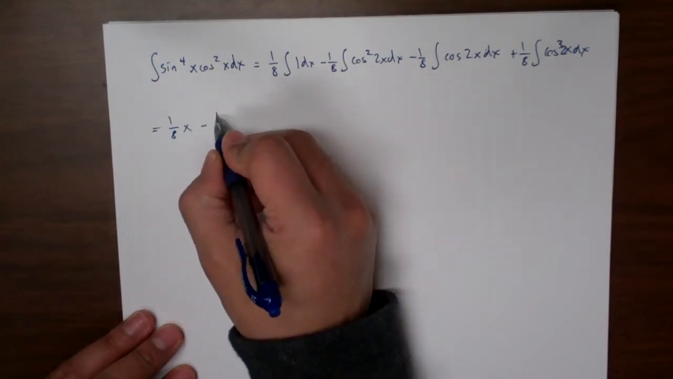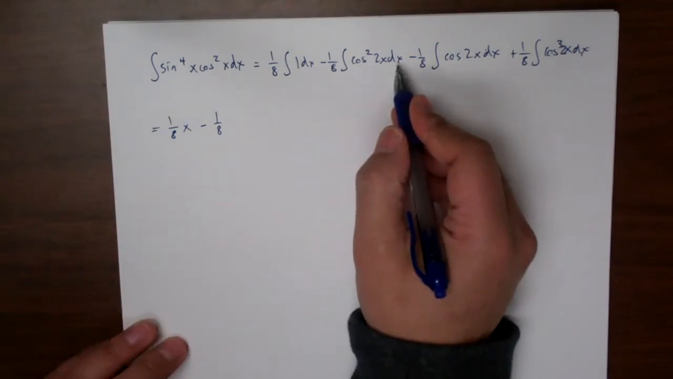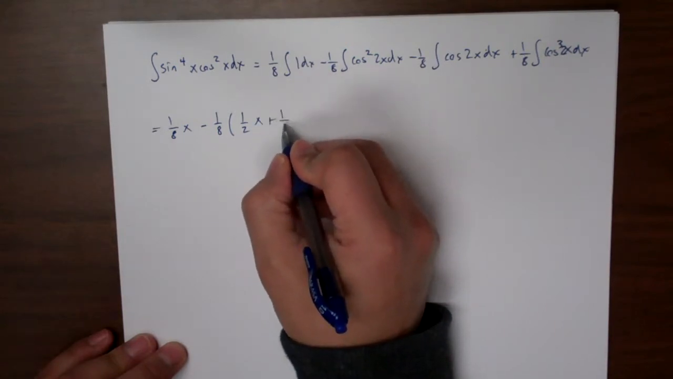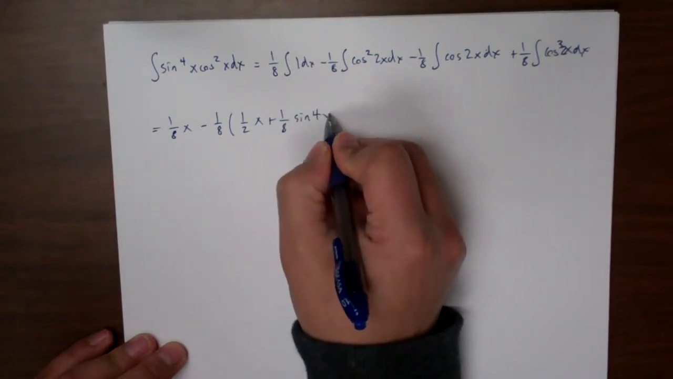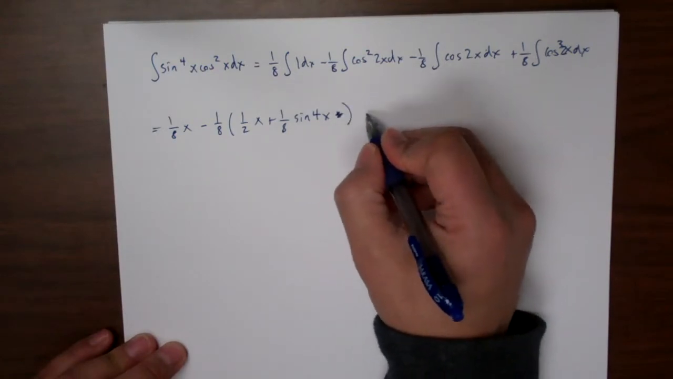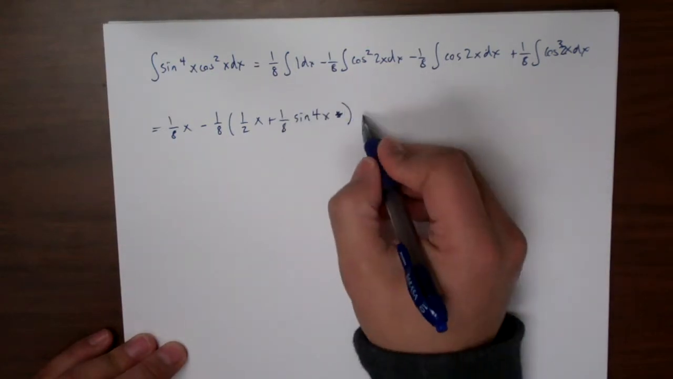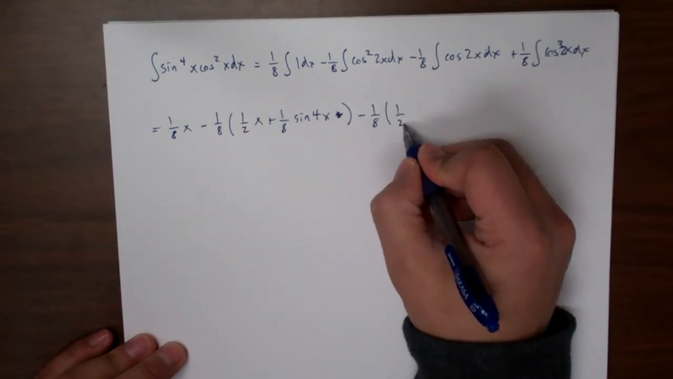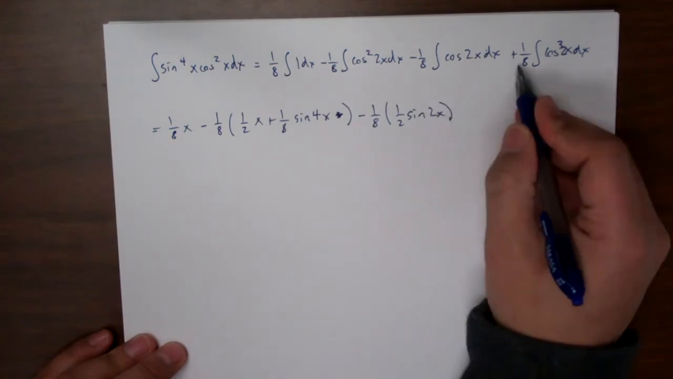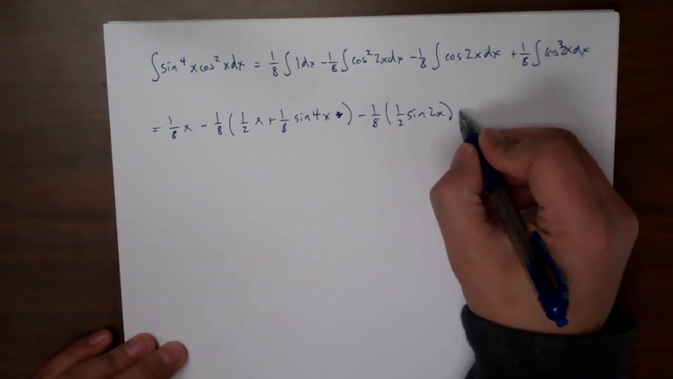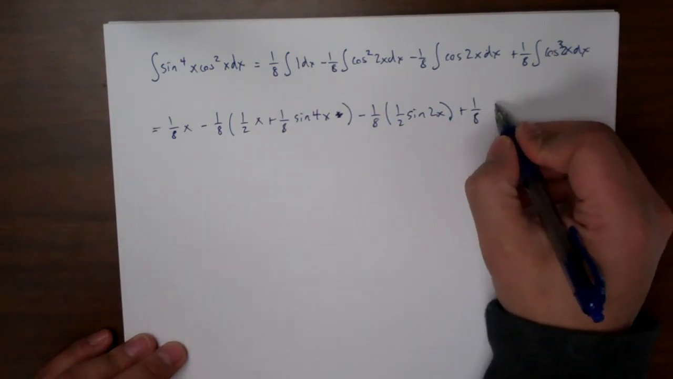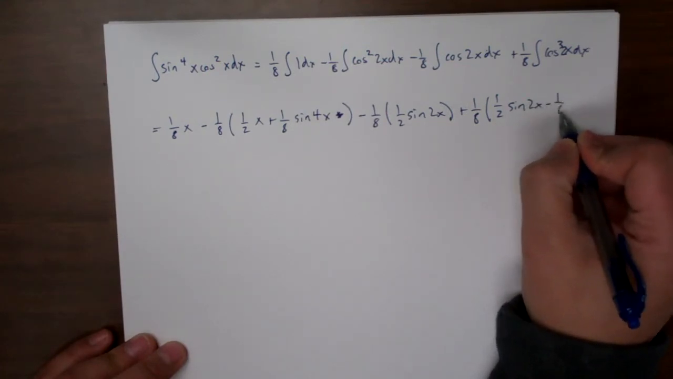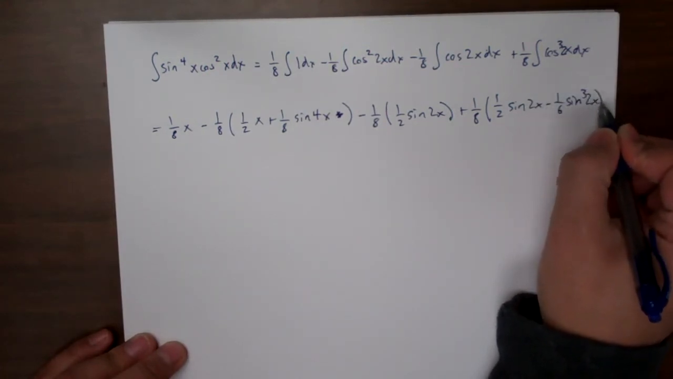The second part I have a minus 1/8. The cosine squared of 2x gives me a 1/2 x plus 1/8 of the sine of 4x. And then that's the cosine squared. Now this part I have 1/8 of the cosine of 2x. I got 1/2 the sine of 2x. And then 1/8 the cosine cubed. I get 1/8 the cosine cubed was a 1/2 sine of 2x minus 1/6 sine cubed of 2x plus c.